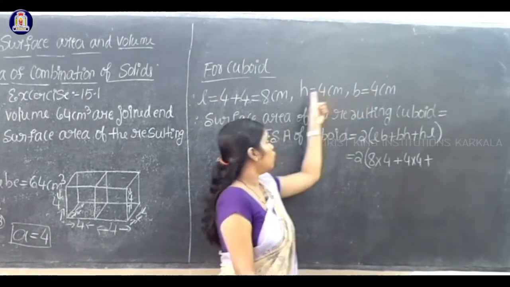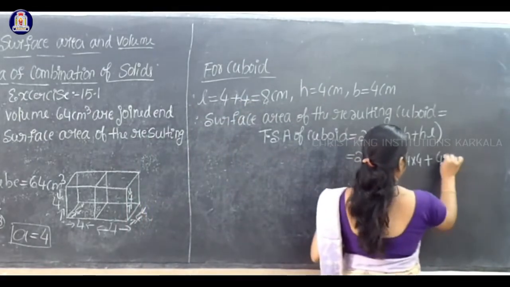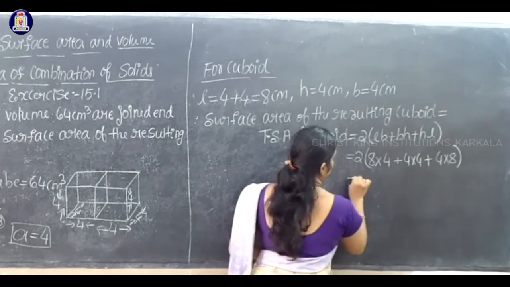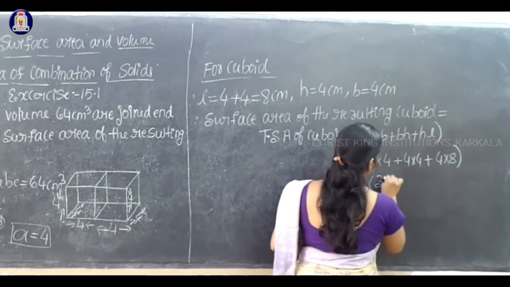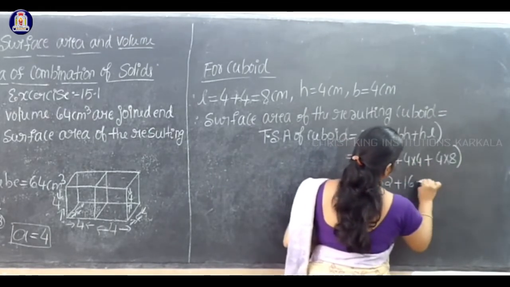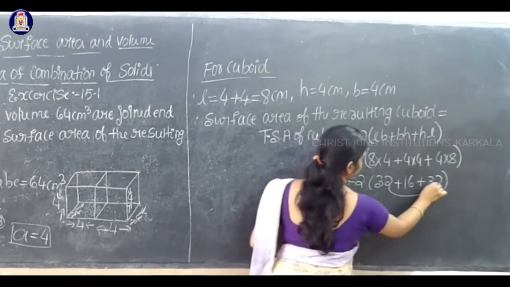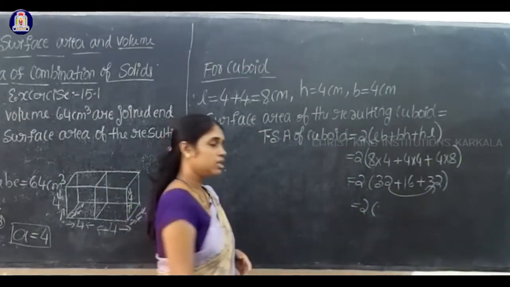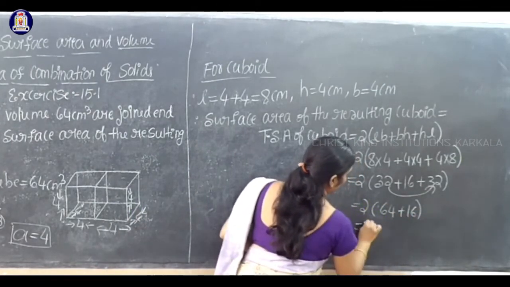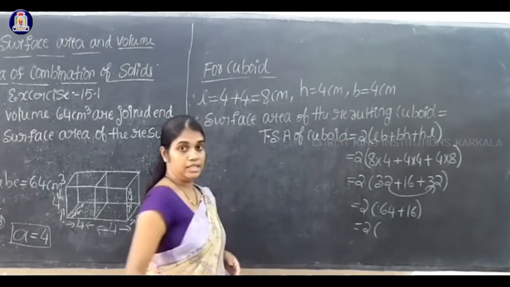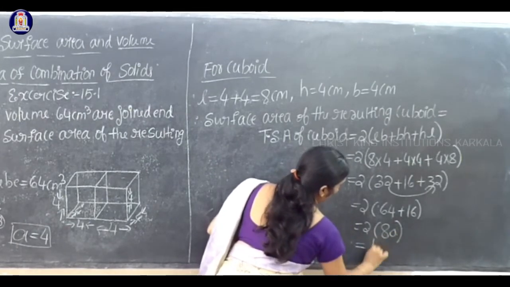H value how much? 4. L value how much? 8. So 4 into 8. So this is equal to, 4 8s are how much? 32. 4 4s are 16. 4 8s are 32. So this is equal to 2 into (32 plus 32 plus 16). 64 plus 16 is 80.